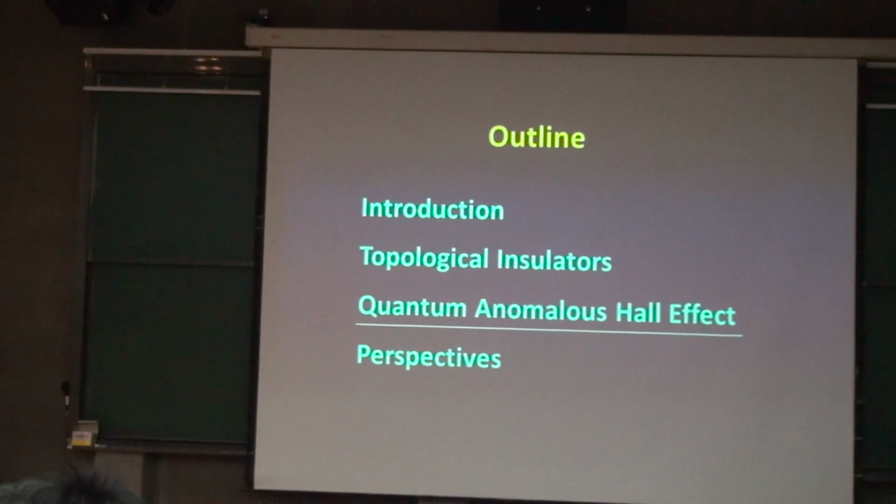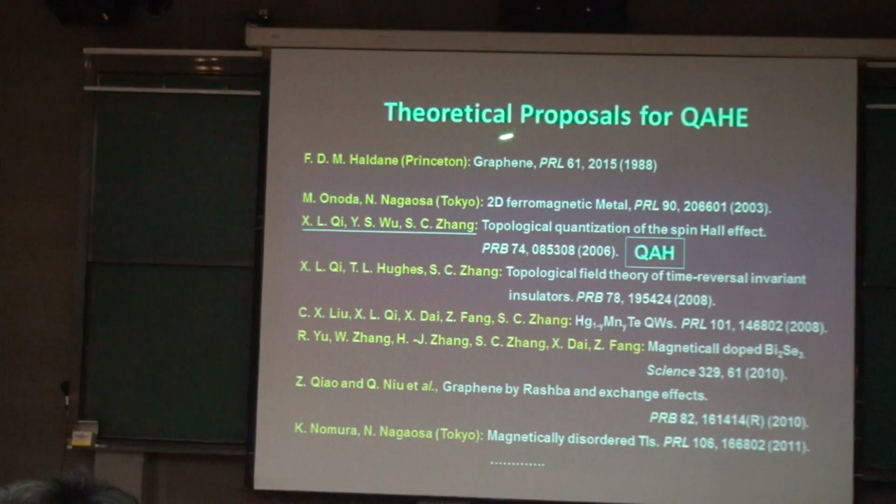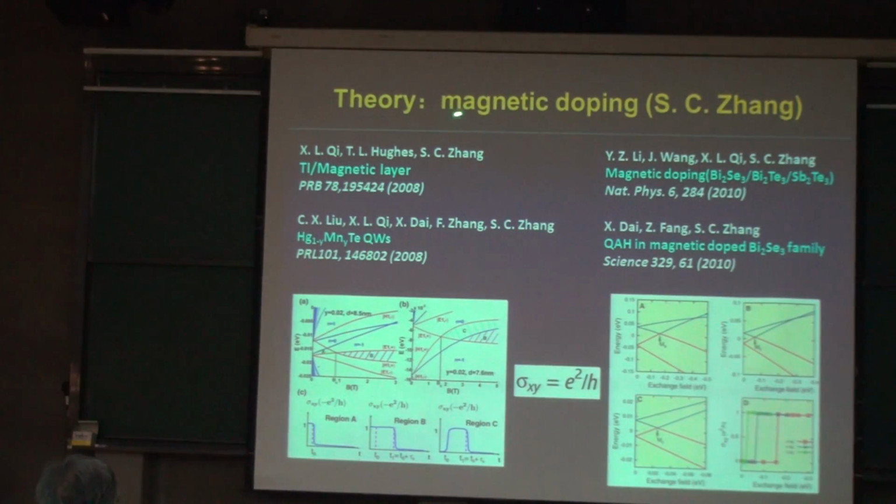In the last part, I will quickly go through this. It was theoretically proposed in 1988 by Haldane, using an inhomogeneous magnetic field applied to graphite. Later on, a lot of theoreticians worked on this, including Liu Qian and Yun Sun Qing, the next speaker. Basically, we mainly follow the idea of magnetic doping by Shoucheng.